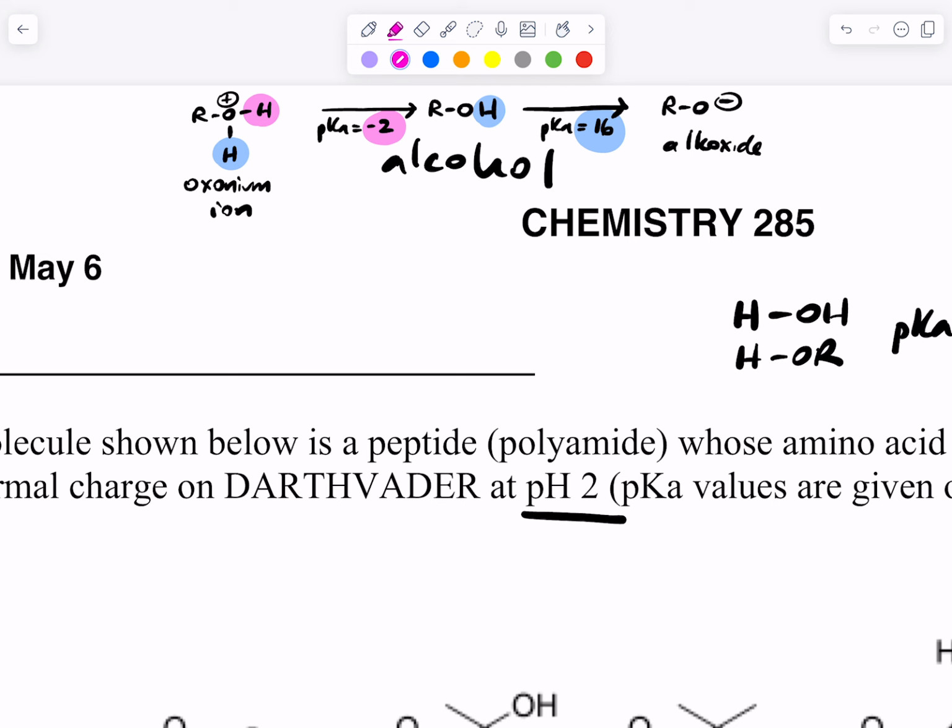Okay? So if you're starting with the neutral alcohol, there's two ways you can go. You could lose a proton to become negatively charged, or you could gain a proton to become positively charged. Whether that happens depends entirely on the pH. Let me pause because I'm seeing some confused looks. So follow-up questions about what I just said.